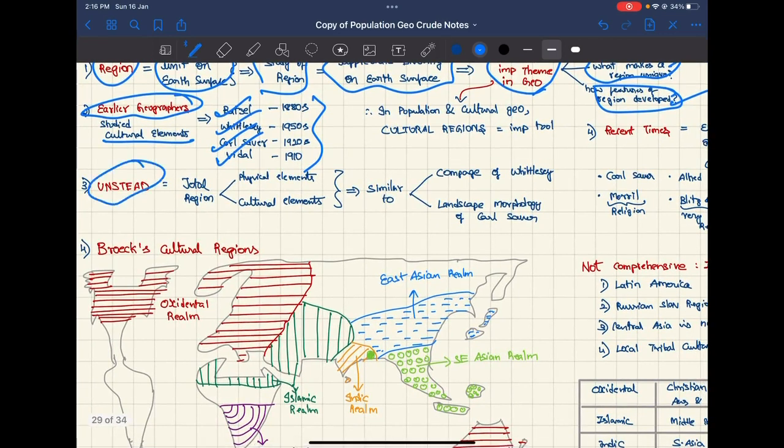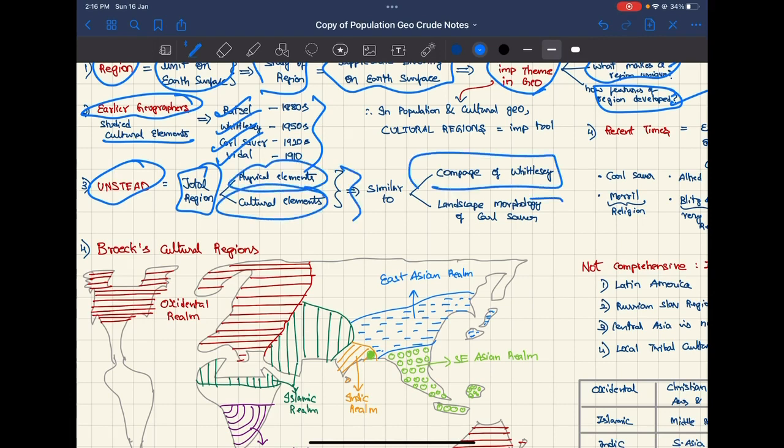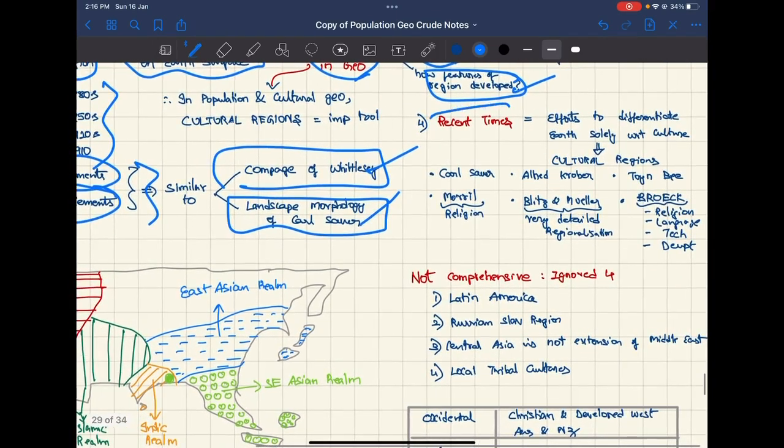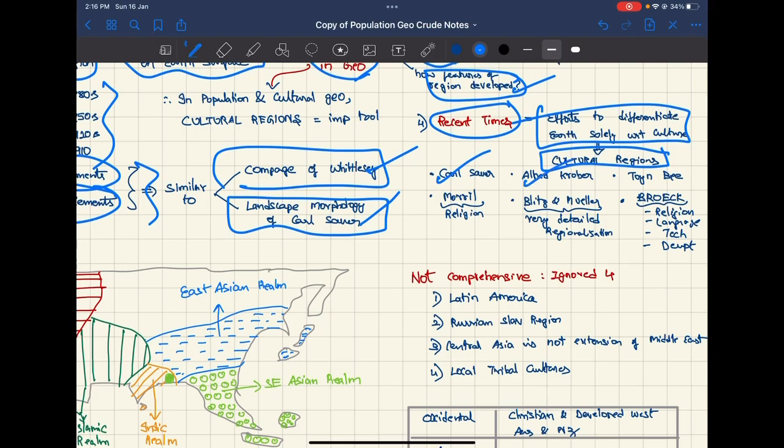Instead, he gave the concept of total region, which combines the physical elements and cultural elements, and this is similar to Compage of Whittlesey and landscape morphology of Sauer. And in recent times, there have been efforts to differentiate it solely on the basis of culture. These are the cultural regions, given by Sauer, Kroeber, and Morel, based on religion.